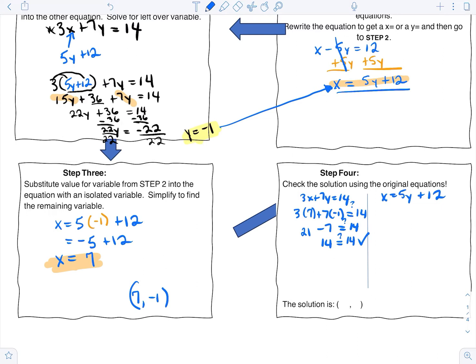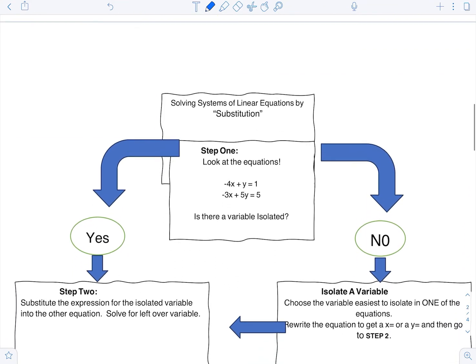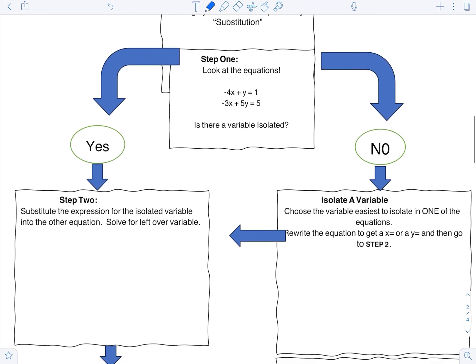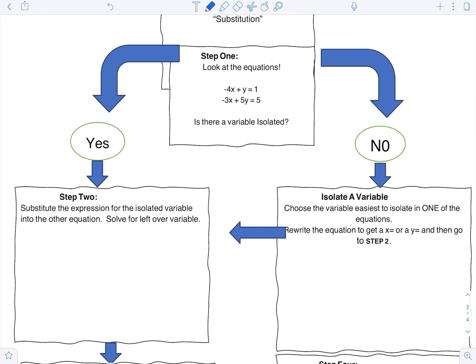And we got to check it in the second equation. So that'll be 7 equals 5 times negative 1 plus 12. Is this equal? 5 times negative 1 is negative 5. Plus 12, it is 7. So our solution is 7, negative 1. So notice that extra step.